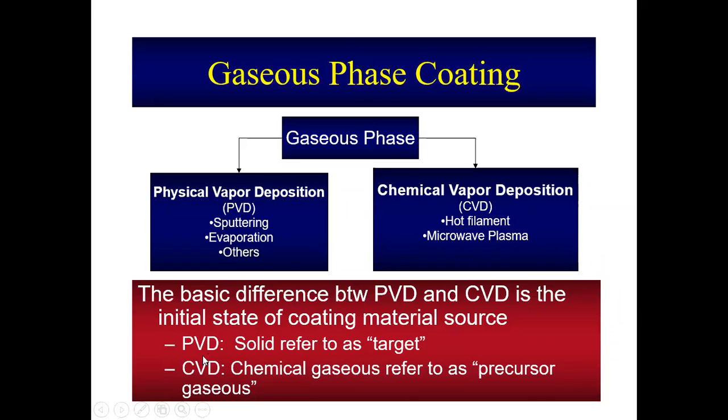So for PVD, the initial state of the coating material is solid. For CVD, this is chemical, so the initial state of the coating material is in chemical form. Again, we're going to cover both physical vapor deposition and chemical vapor deposition. For physical vapor deposition, we're going to look into sputtering and evaporation only.